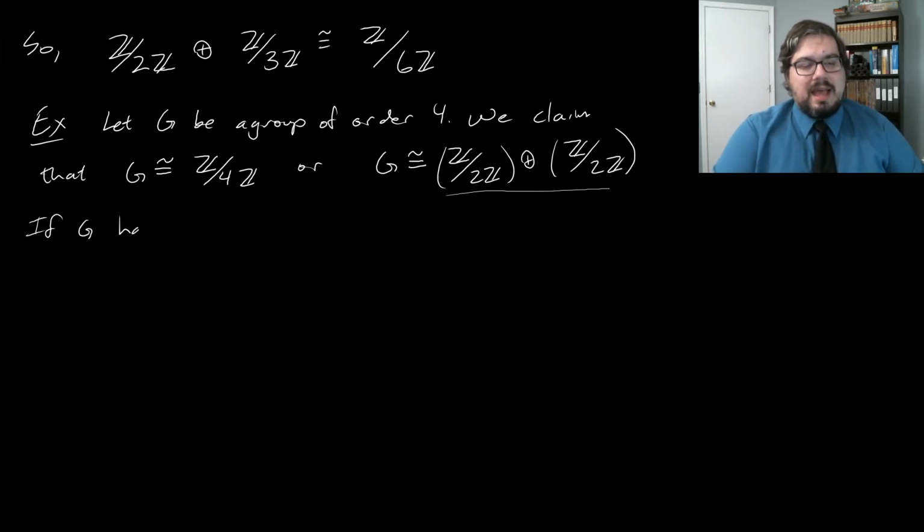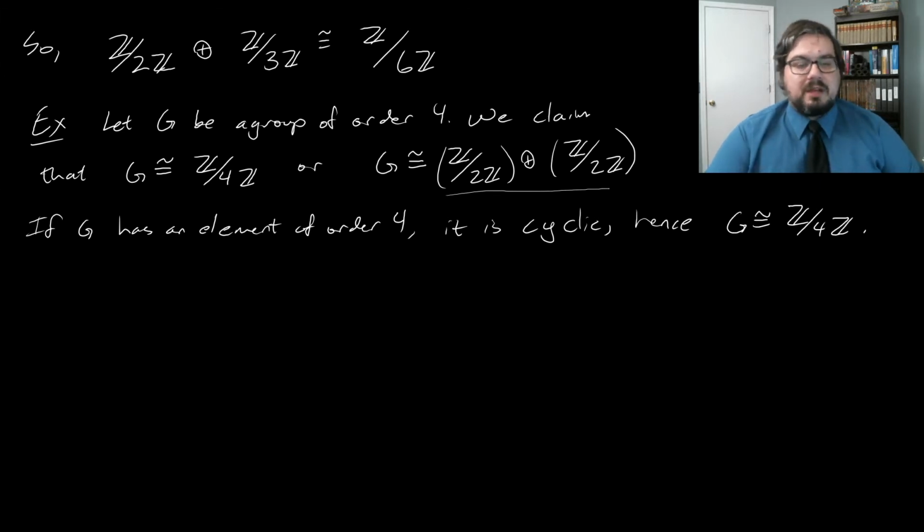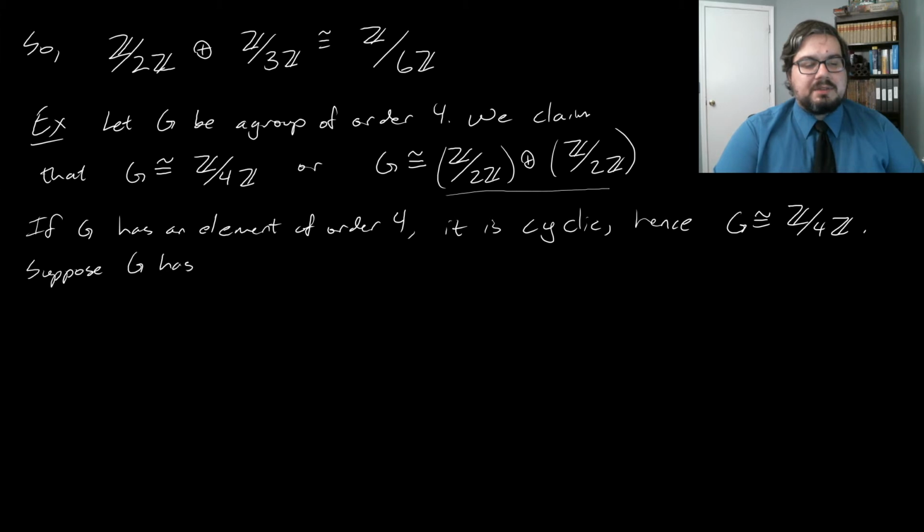If G has an element of order 4, it is cyclic. And hence, G is isomorphic to Z mod 4Z. Okay, there we go. So what if not? So suppose G has no elements of order 4.